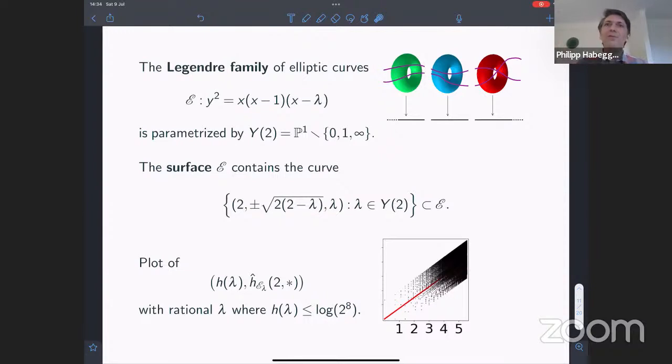Now on this curve, we have 2 heights, right? We have the height of lambda, which, if, for example, lambda is a rational number, I explained what the height was before. And we also have the height in the vertical direction, the Néron-Tate height on the fiber.